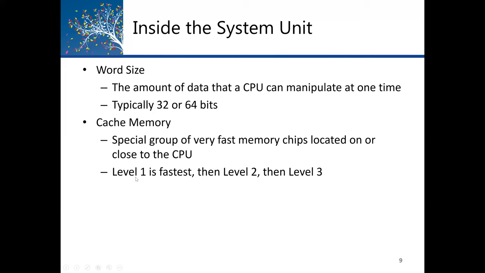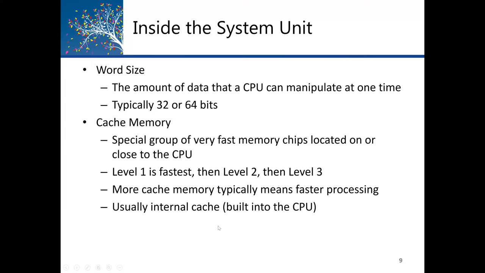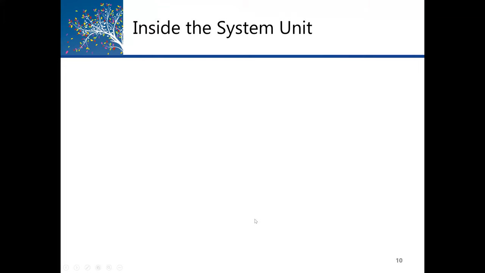We have levels: level one is the fastest, then level two, then level three. Now, more cache memory typically means faster processing, because when you have a larger cache memory, it can hold a lot of data that can be processed by the CPU. And since the cache is very close to the CPU, the CPU can quickly access the data. Usually internal cache is also built into the CPU. So if the internal cache is very large, it can hold a lot of data which is being processed by the CPU.